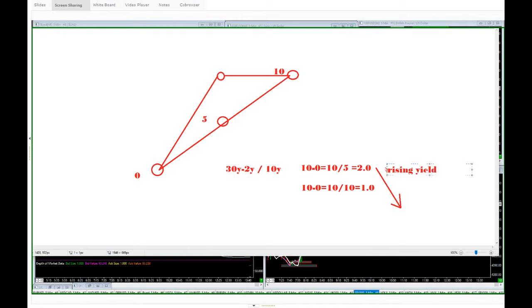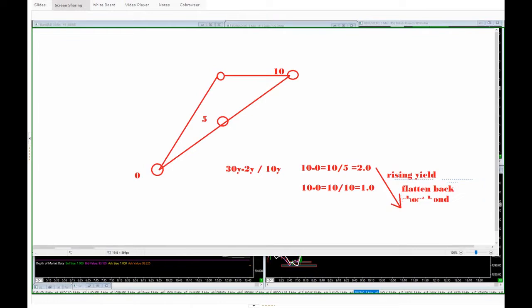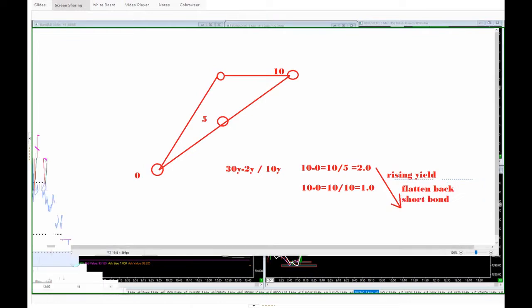Which is obviously flattening the back end of the curve. So rising yields flatten the back end of the curve. And this is obviously a short bond. So this is going to be a short bond play. And we can obviously look at that in terms of the actual outcomes. And that's something that's been in my thoughts this morning for a very obvious reason.